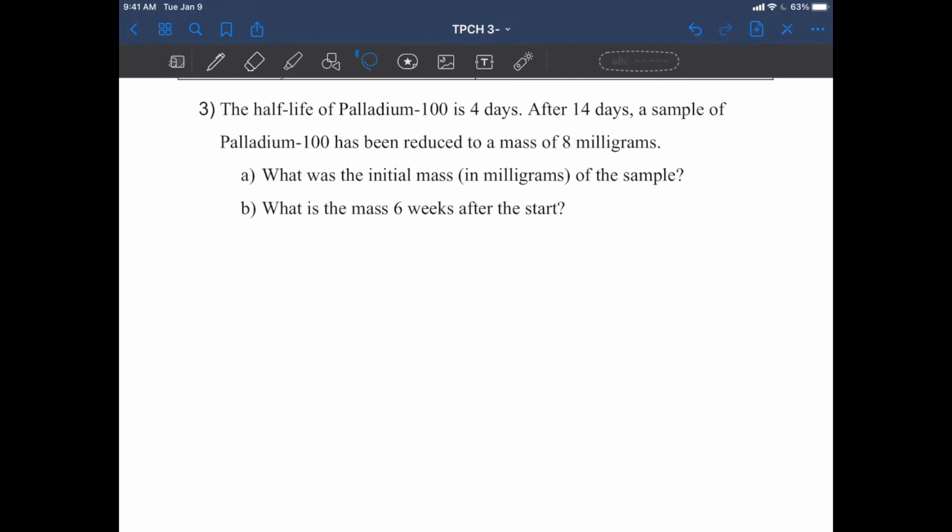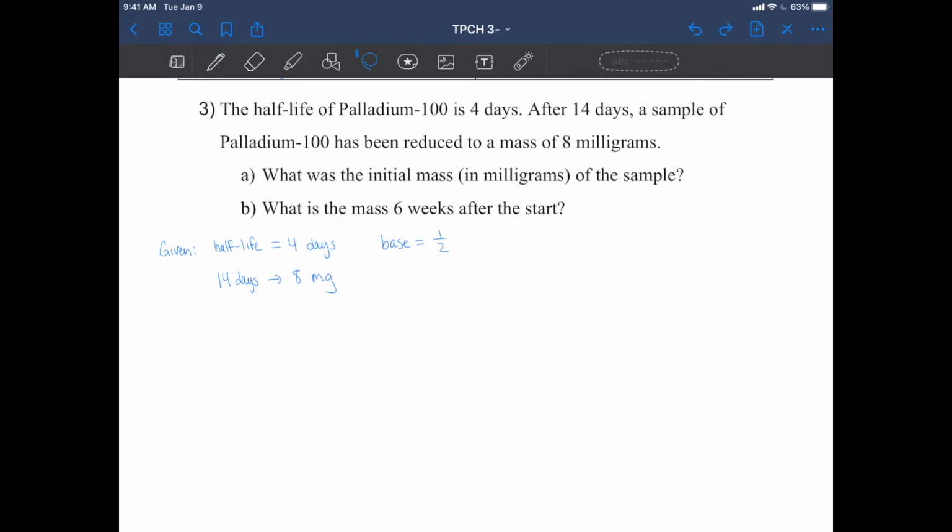Okay, so what is given? We know that the half-life is 4 days. That means that's how long it takes for half of what you have to be left. Okay, so that means the base of your equation is going to be 1/2. And we know that after 14 days, you'll only have 8 milligrams left.